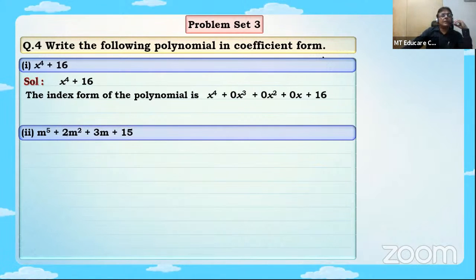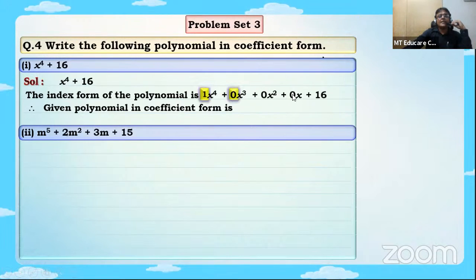Okay, check the power. First one, x raised to 4, we have x raised to 4 plus 16, which means power 3, power 2, power 1 is missing. So I write here. Now we write it in the coefficient form. So 1, 0, 0, 0, 16. Again, I will put a comma and round bracket. Okay, I hope you got it right. Those who got it right, pat yourself.